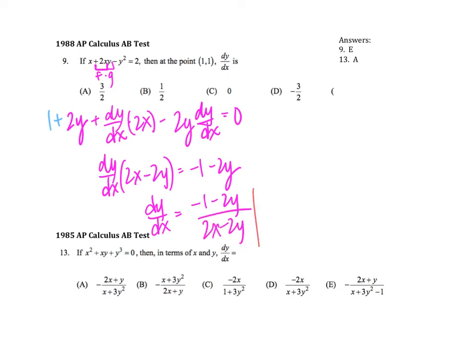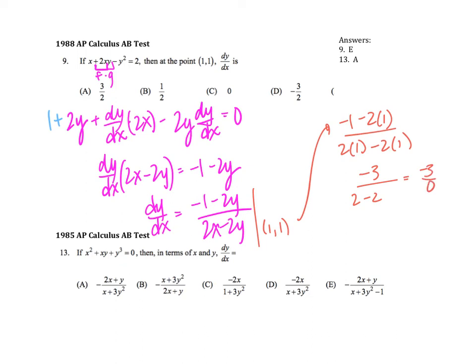They want us to evaluate this at 1, 1. When I do, I'd have negative 1 minus 2 times 1 over 2 times 1 minus 2 times 1, getting me negative 3 over 2 minus 2, getting me negative 3 over 0. And what we don't see in option E here is that nonexistent is the last option. I don't know why they didn't copy it, but that is the answer because we cannot divide by 0.